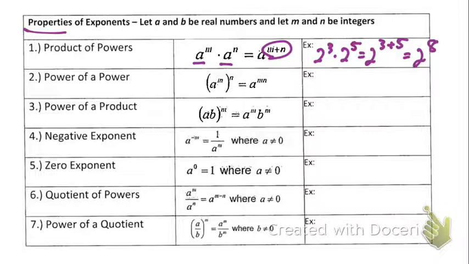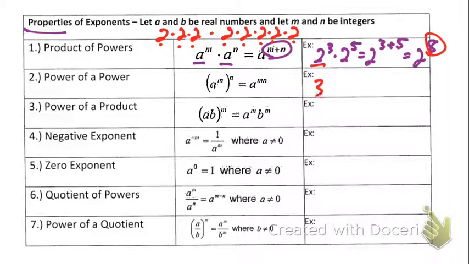The reason for that is, if I have, like our example here, it'd be 2 times 2 times 2. That's this. And then I'd have 2 times 2 times 2 times 2 times 2. There are 1, 2, 3, 4, 5, 6, 7, 8 2's being multiplied. That's why there's an 8 there. Okay, now product of a power.